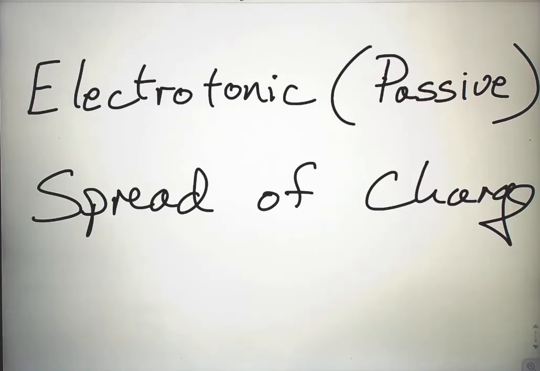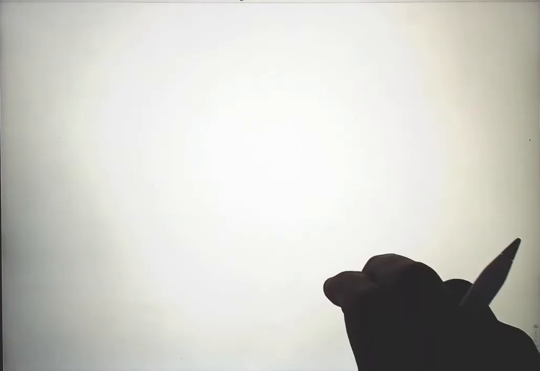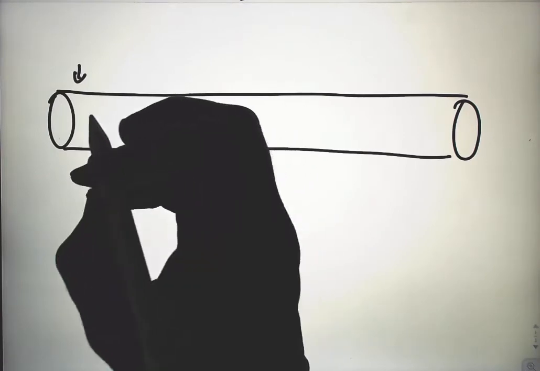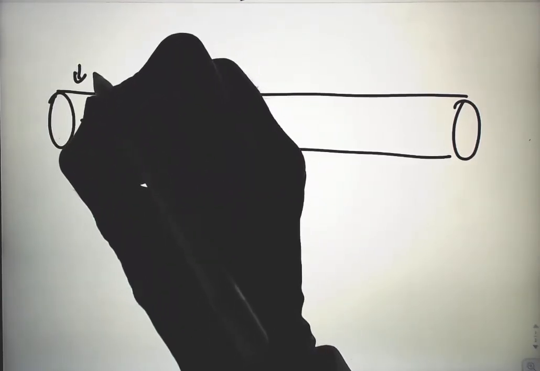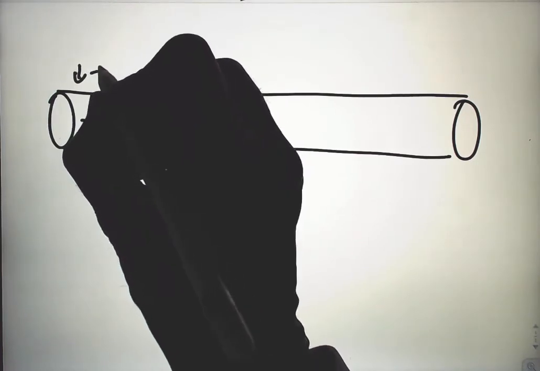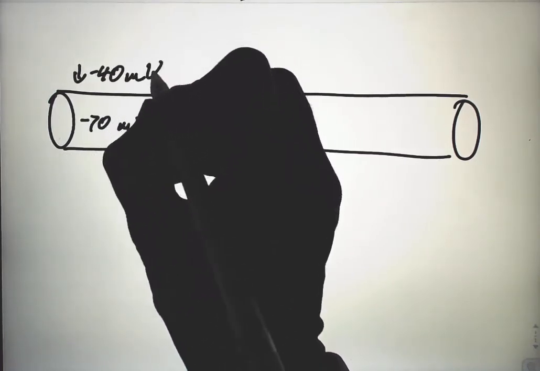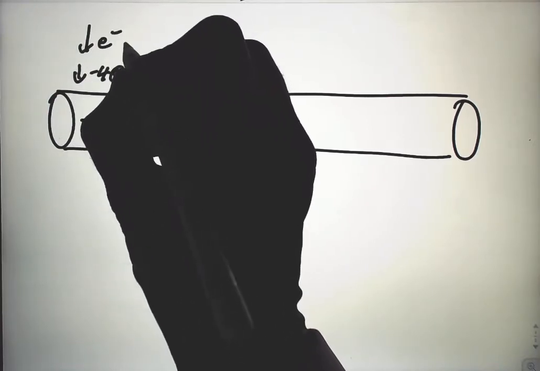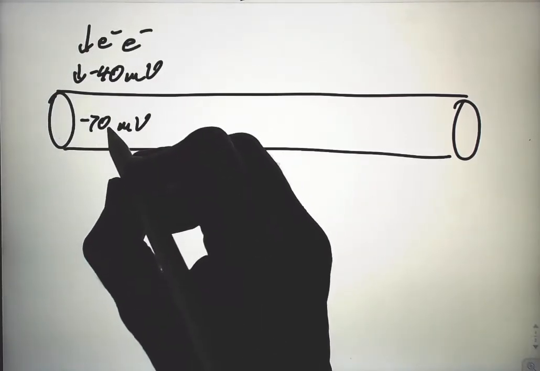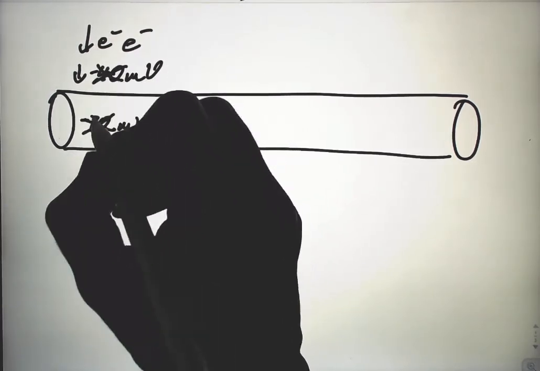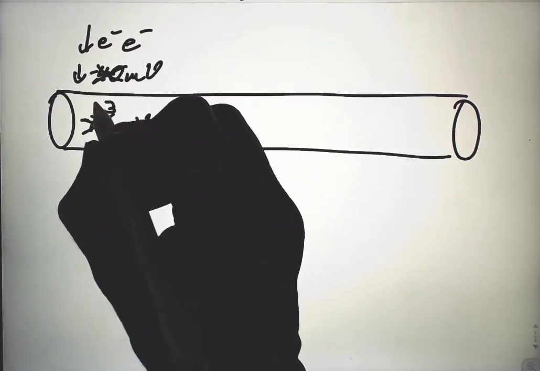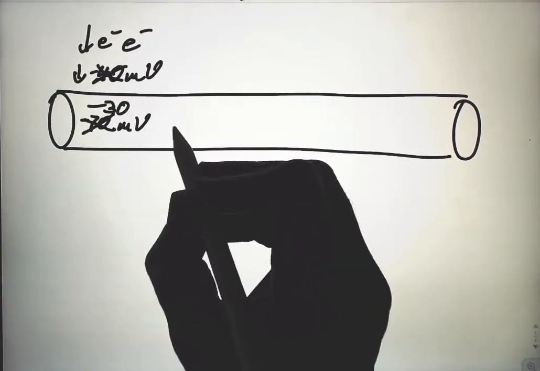If we add charge to anything, say a wire or a neuron, that charge will passively spread, and as it spreads, it will attenuate. If this is an axon, we add a charge, say it's at minus 70 millivolts. We add a charge on the outside, maybe we add minus 40 millivolts worth of electrons. We're adding e minus here. Remember, charge is relative, and so when we do that, we cancel out minus 40 millivolts. We now have minus 30 millivolts inside.